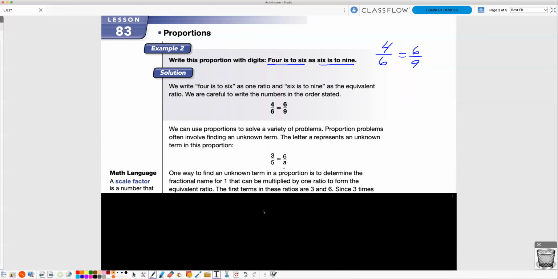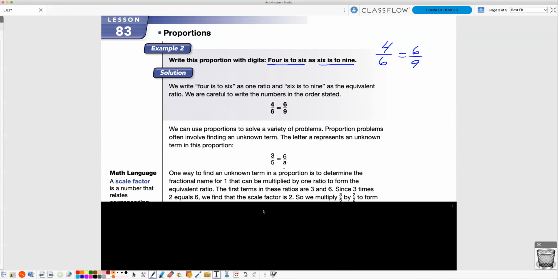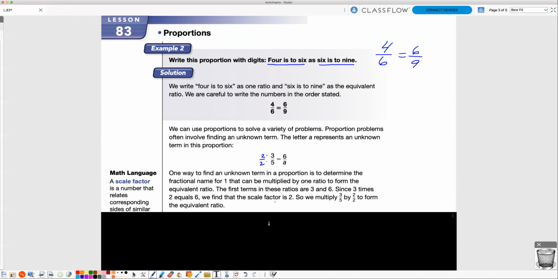One way to find an unknown term in a proportion is to determine the fractional name for 1 that can be multiplied by one ratio to form the equivalent ratio. The first terms in these ratios are 3 and 6. Since 3 times 2 equals 6, we can find that the scale factor is 2. So we multiply 3/5, or 3 to 5, by 2 over 2. If you multiply the numerators and the denominators, you can find the equivalent ratio.